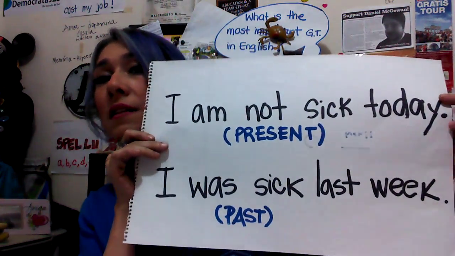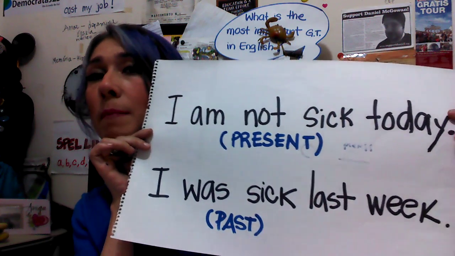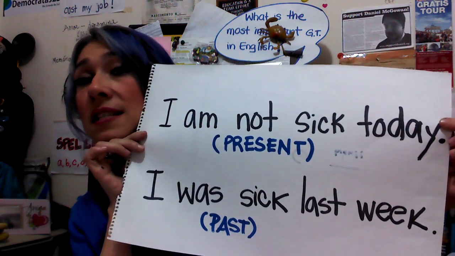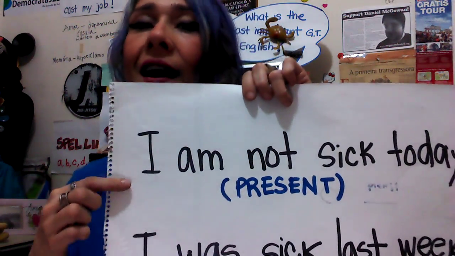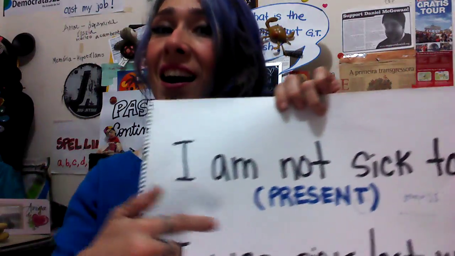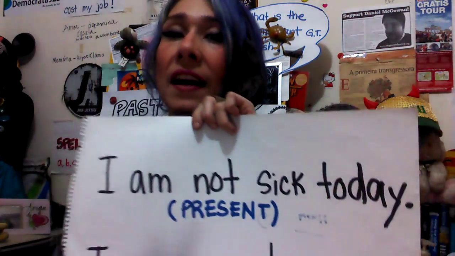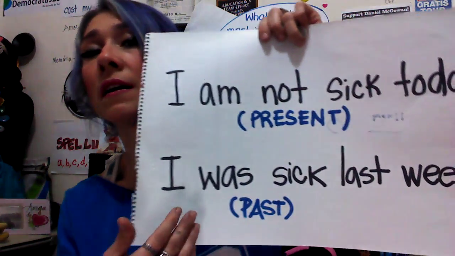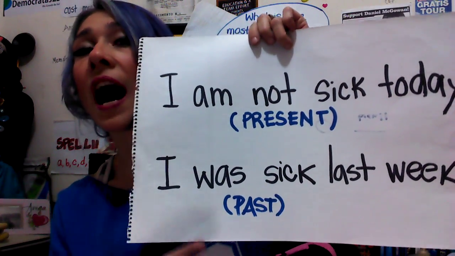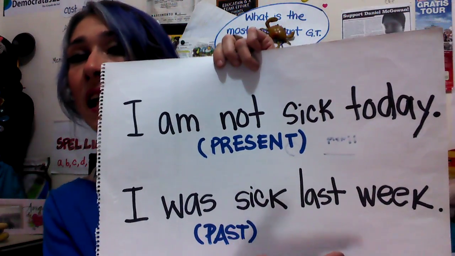Well, let's see this sentence in the present. I am not sick today. Am is the present form of to be, conjugated in the first person, singular. I am not sick today. It's a negative statement. The past sentence is, I was sick last week.